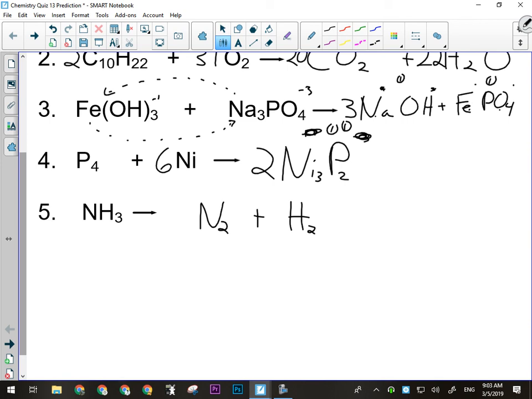So 1 mark for N2, 1 mark for H2. I would say we should, actually it doesn't matter which one we balance first. I'm just going to balance the hydrogens first. I'm going to put a 2 here to give me 6. I'm going to put a 3 here to give me 6, and that makes my nitrogens balance at the same time. So 3 marks for that one.